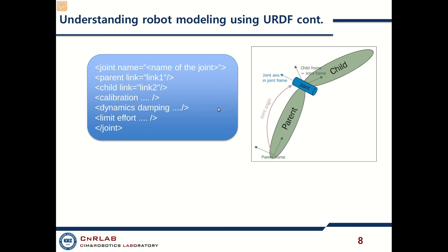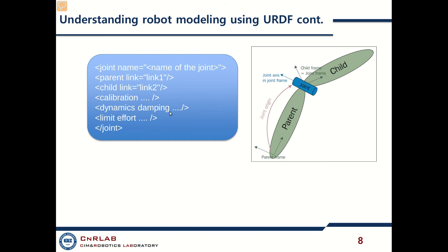Let's continue. Another important tag inside URDF is joint. The joint tag represents a robot joint like this. We can specify the kinematics and dynamics of the joint and also set the limits of the joint movement and its velocity. The joint tag supports different types of joints such as revolute, continuous, prismatic, fixed, floating, and planar. The syntax is shown here.